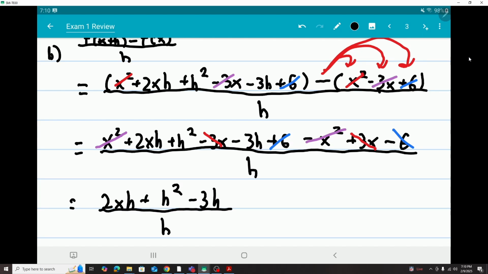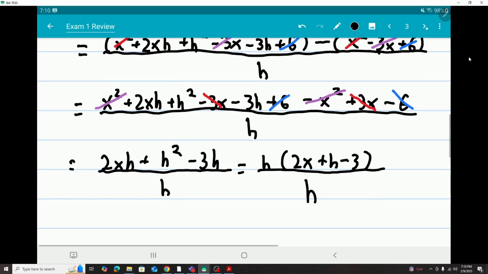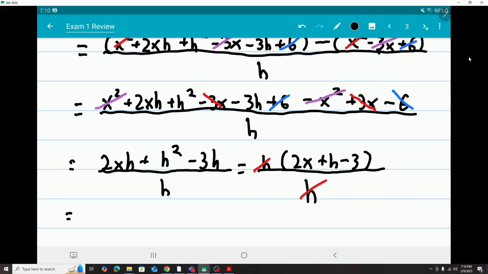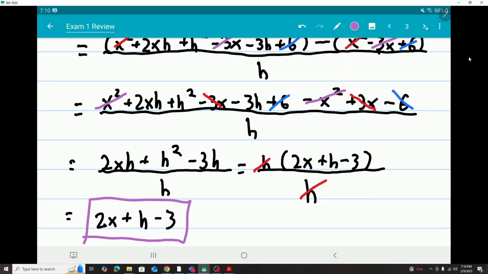And so now here the magic is everything has an h in it, so I can factor that out. So I can say this is h times (2x plus h minus 3) divided by h. And now the h's annihilate each other, they cancel. And I'm left with 2x plus h minus 3. And so that's my difference quotient.